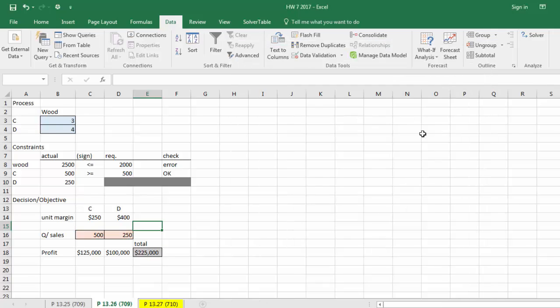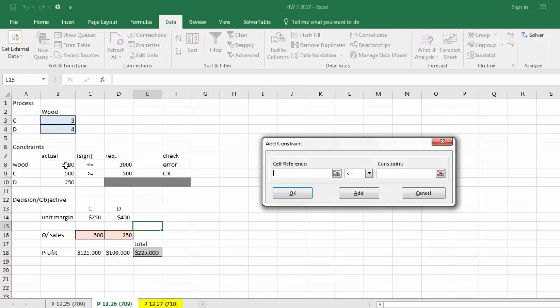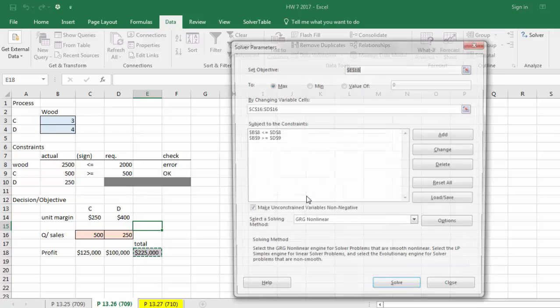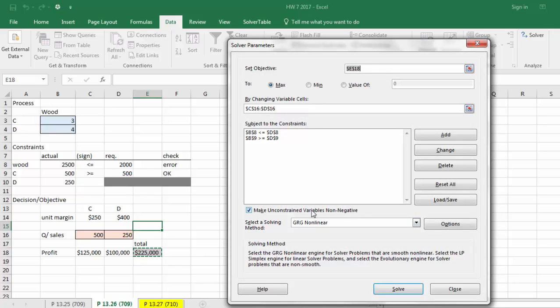The constraints are that the actual wood usage is less than or equal to the available amount right here, and that the actual chair production is greater than or equal to the constraint there. We want to make the variables non-negative. We want to run simplex linear programming, and I think we're ready to solve.